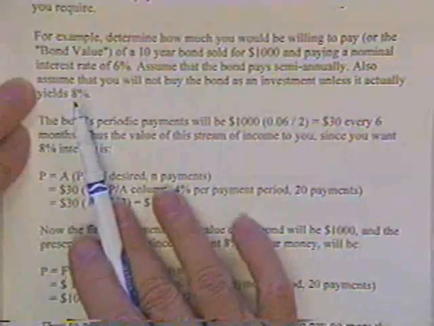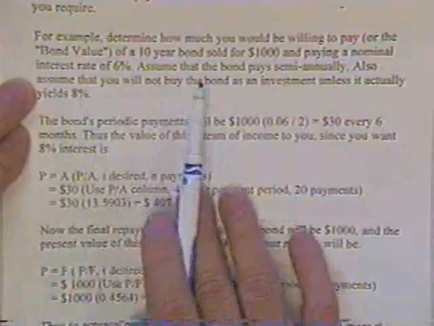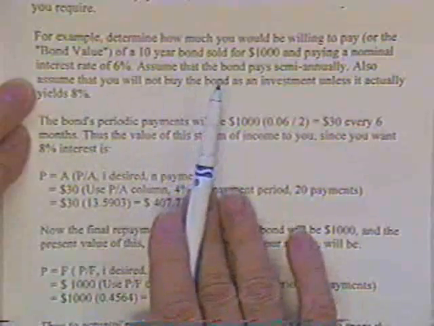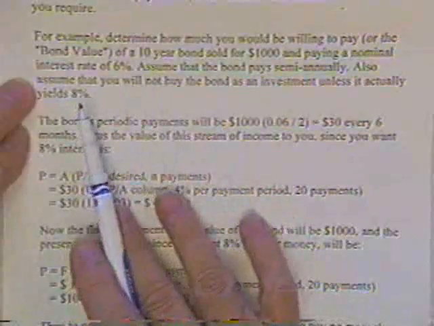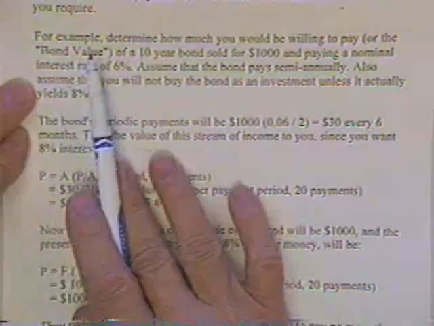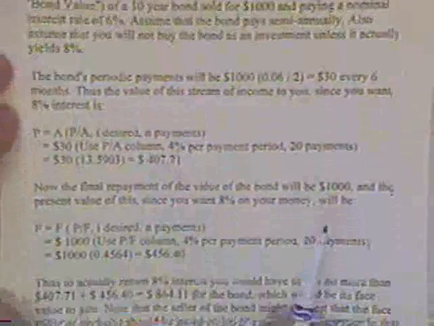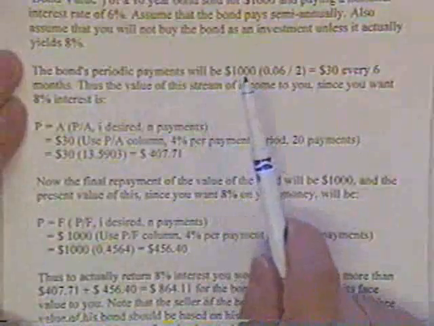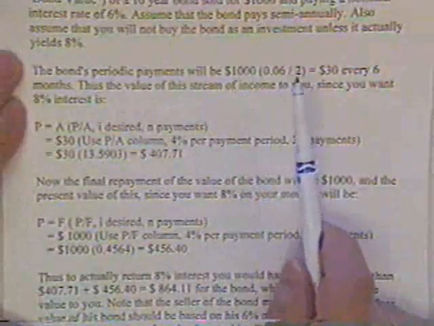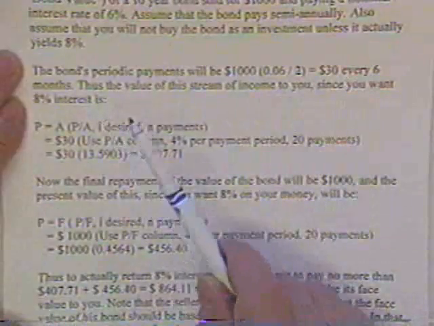In other words, say, look, I can get 8% over here if I invest in this other thing, and therefore if this bond doesn't pay 8%, then I don't want it. And the guy says, well, okay, what will you pay for it? That's the bond's value, and it takes into account the fact that I want 8% on my money. The bond's periodic payments would be $1,000 times 3%. So he's going to give you $30 every 6 months.